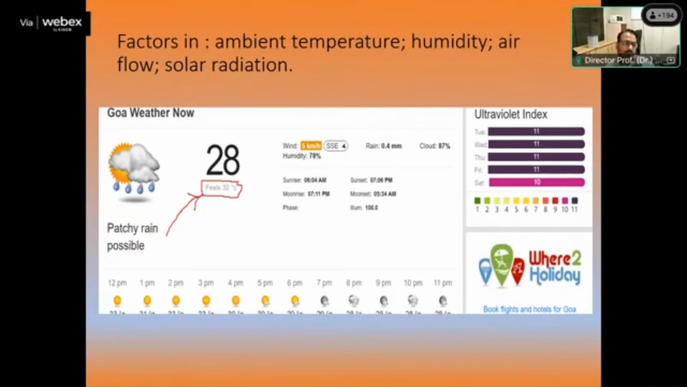So this is what we get on Google. If you search Goa weather now, it will show feels like 32. Actually, it is 28.